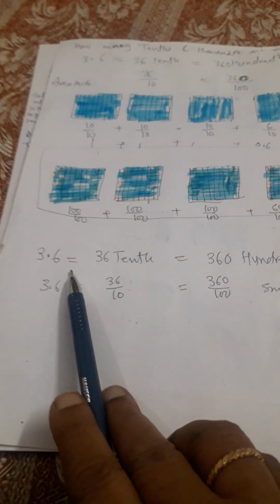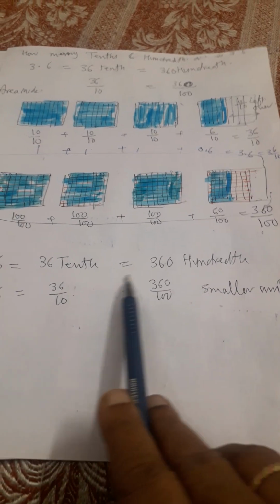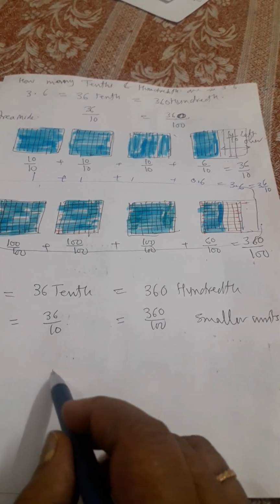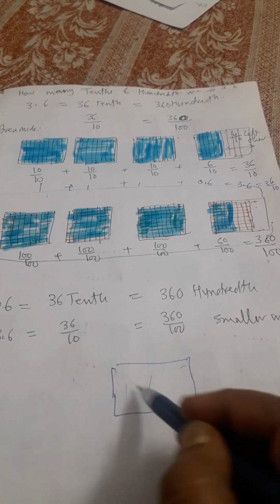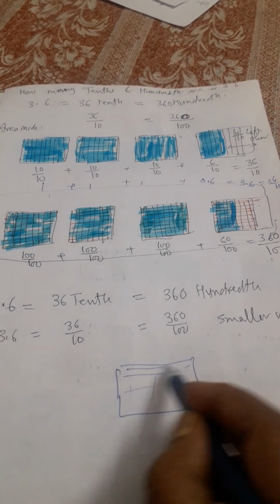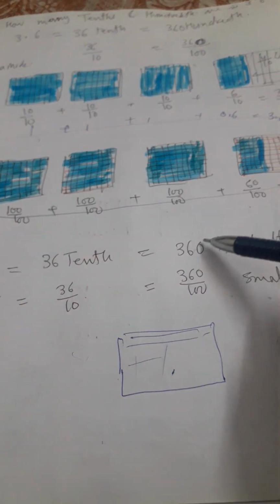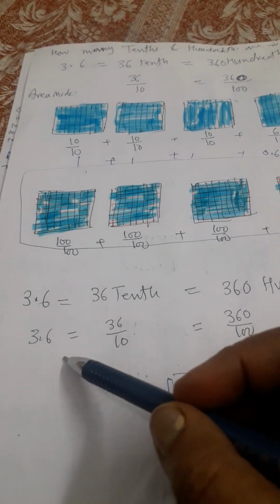So 3.6 is 36/10, and that is equal to 360 hundredths, meaning it is a much smaller unit. For example, if you cut one paper first into 10, and then again you make it into small sections, then it will become smaller. But this whole will remain the same. Like that, 360 hundredths is equal to 36/10, that is equal to 3.6.